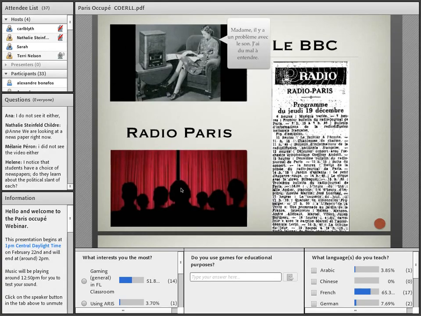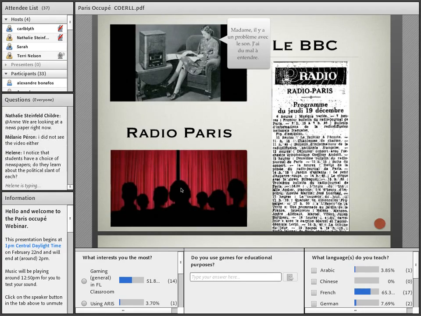and we do have the students research the political slant of the different newspapers that they're looking at. When they go to the news of the day, if it's Radio Paris, it will either take them to something that was actually playing that night in Radio Paris from the news. The newspapers will tell me what they were playing each day. Or it'll take them to like the number one song from that week in Paris.